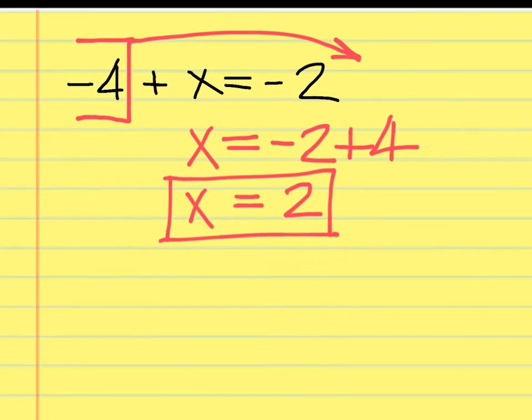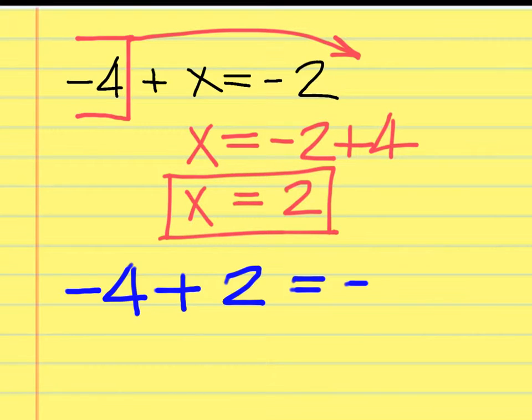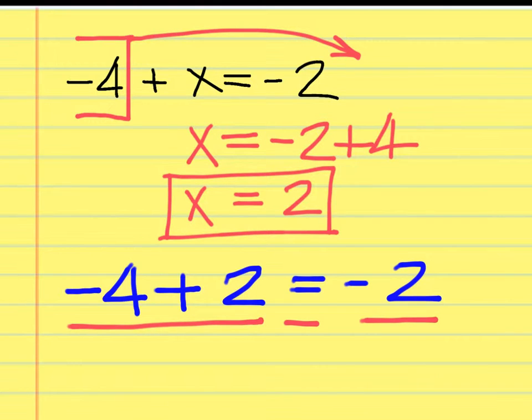Anytime you're in doubt about whether or not you have the right answer, you can always know if you have the right answer or not by plugging in what you found back into the original equation. Negative 4 plus 2 equals negative 2. Is negative 4 plus 2 equal to negative 2? The answer is yes. So if it works out, you have the right answer.